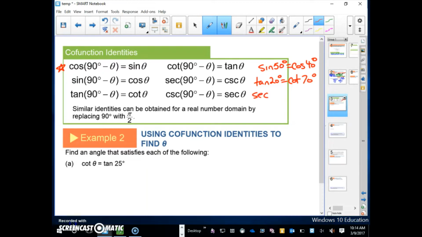So secant 30 degrees equals cosecant 60 degrees. Okay, what are cofunctions? Sine and cosine. Tangent and cotangent, secant and cosecant. Those are cofunctions. And so when we look at example 2 down here, cotangent theta equals tangent 25. You probably should be able to do that in your head. It's going to be 65. Because we know those are cofunctions, and cofunctions' arguments add up to 90. Theta plus 25 equals 90. We subtract the 25. Theta equals 65 degrees. I think you should probably be able to do that in your head, though.